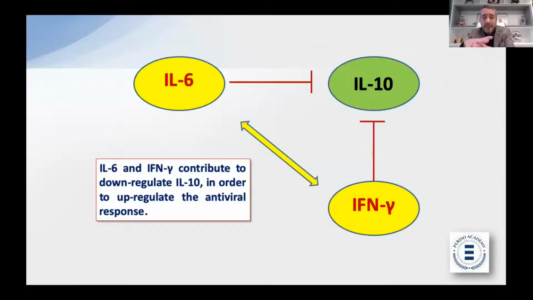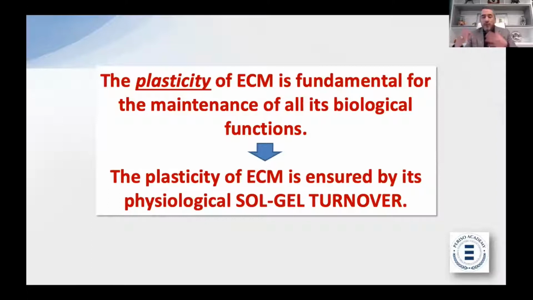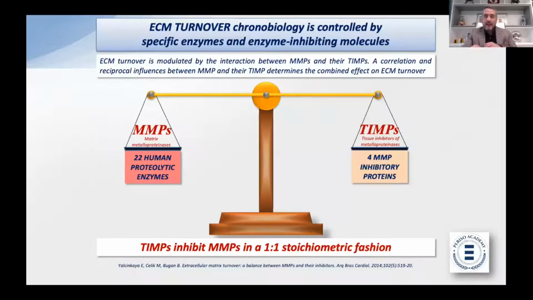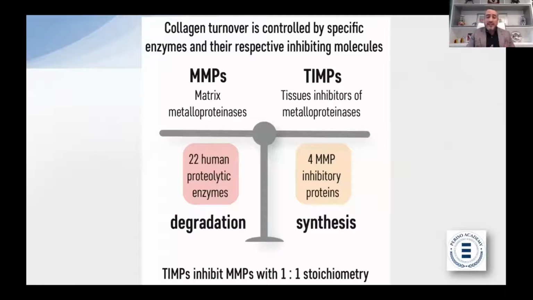Okay, it's important. Interferon and interleukin 6 block interleukin 10. Really, in fibrosis, that is good. In these cases, it's really difficult to get a better result in the treatment of the disease. The plasticity of the extracellular matrix is really fundamental to understanding fibrosis and the control of inflammatory tissue. Normally, there are metalloproteinases, 22 human proteolytic enzymes, controlled by the tissue inhibitors of metalloproteinases. There are only 4 inhibitor proteins. The control is not 1-to-1, yes, it is perfect to control fibrosis. Metalloproteinases degrade extracellular matrix proteins, and the only control is the inhibitor proteins, which stimulate the synthesis of the extracellular matrix.